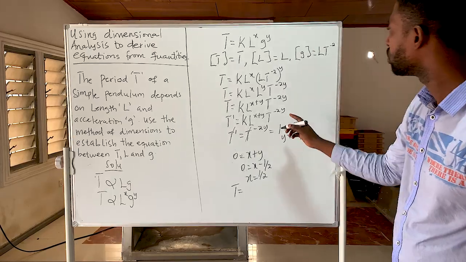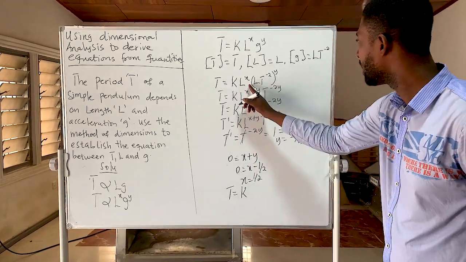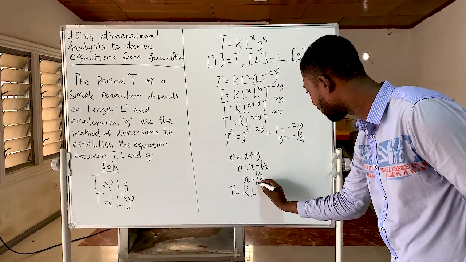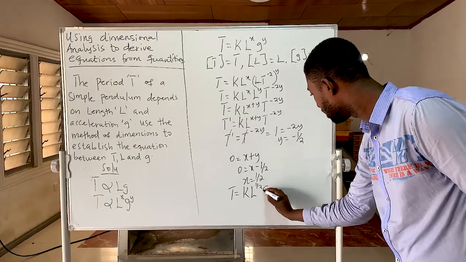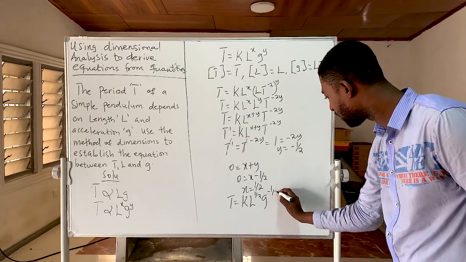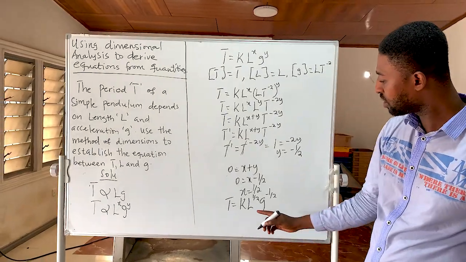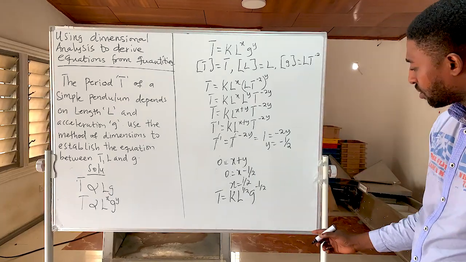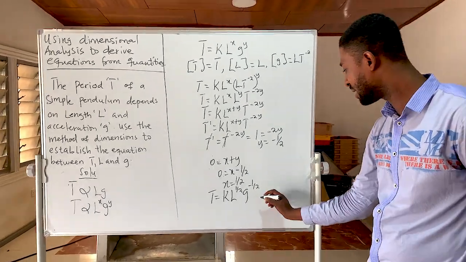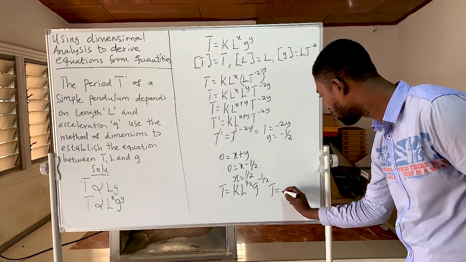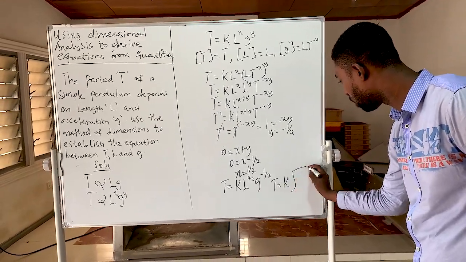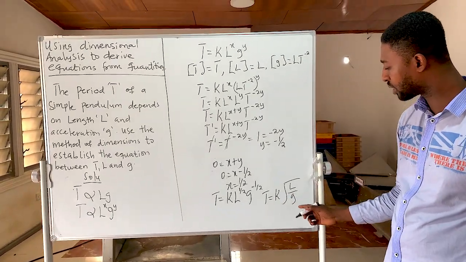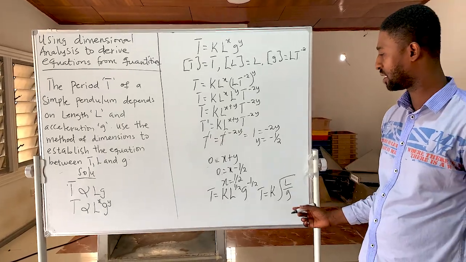So rewriting this equation, we have T equal to k L^x g^y, where x here is half and y here is minus half. So the equation will be T equal to k L raised to the power half multiplying g raised to the power minus half, and this can further be written as T equal to k square root of L over g. So the equation becomes T equals k root L over g.